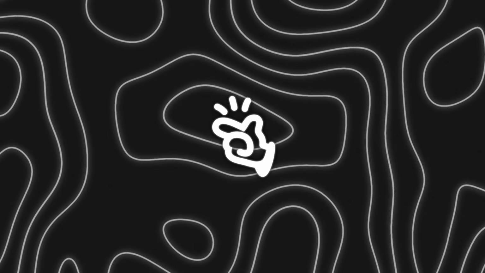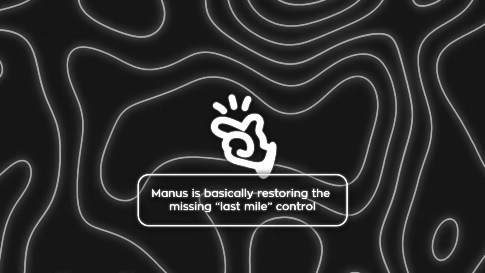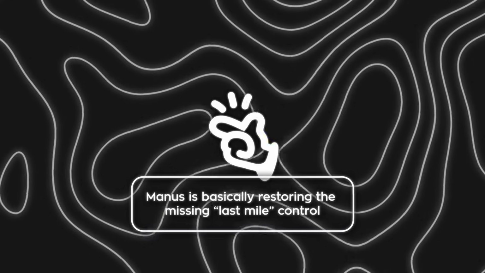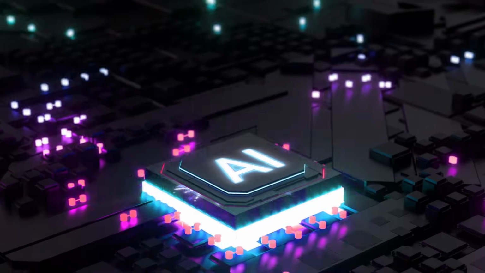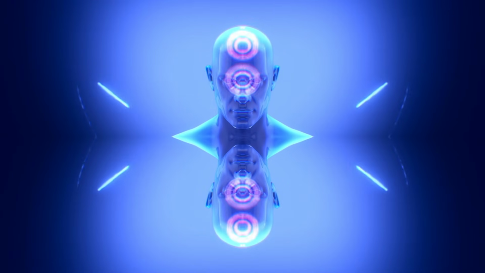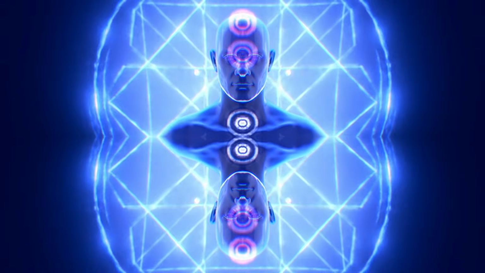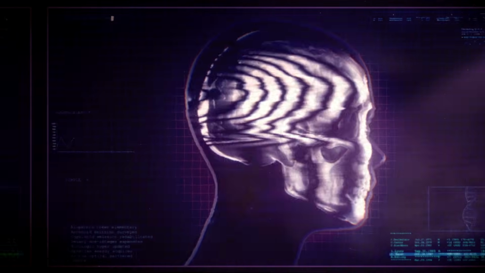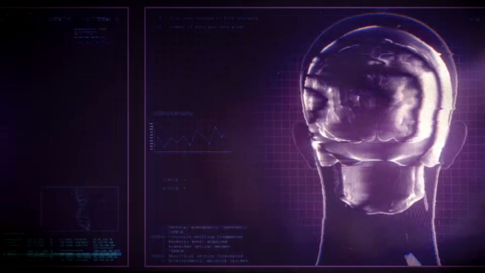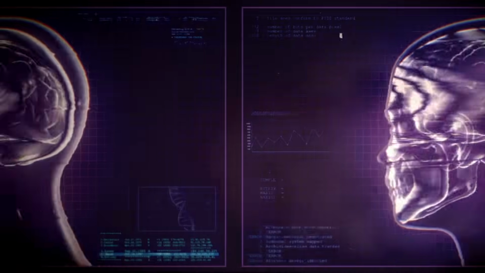What's interesting here is that Manus is basically restoring the missing last mile control. AI tools are good at generating drafts quickly. The last mile is where people spend time making the output correct, consistent, and presentation ready. Element level editing is exactly that. It doesn't just make the tool nicer, it makes it usable.